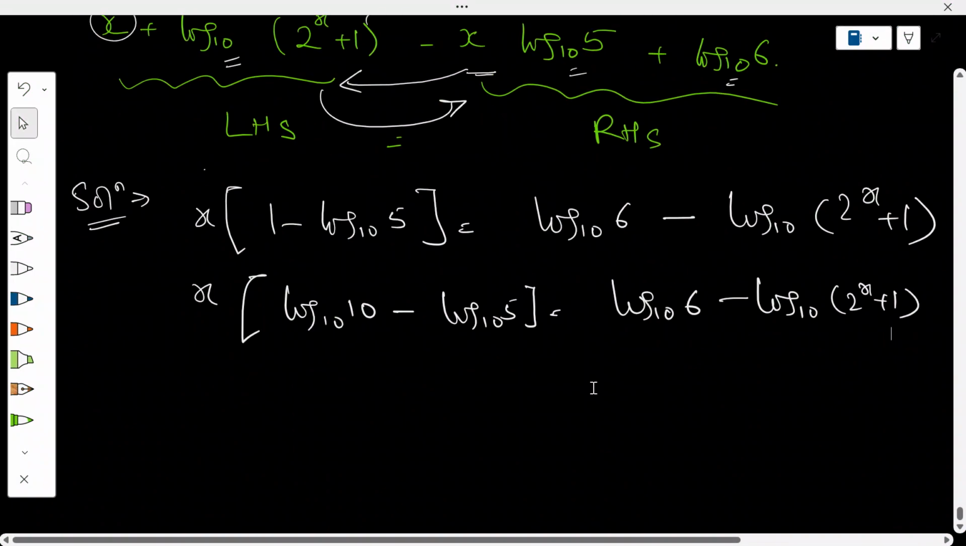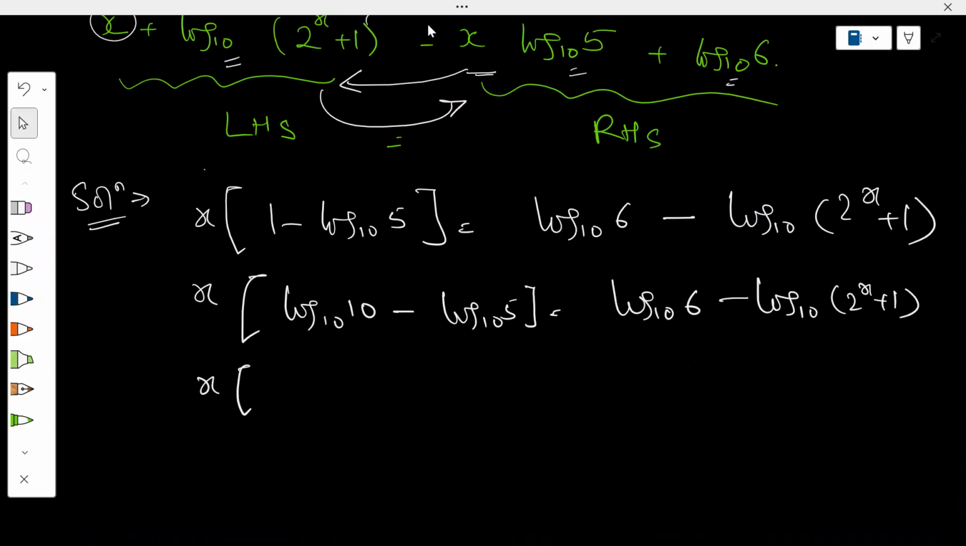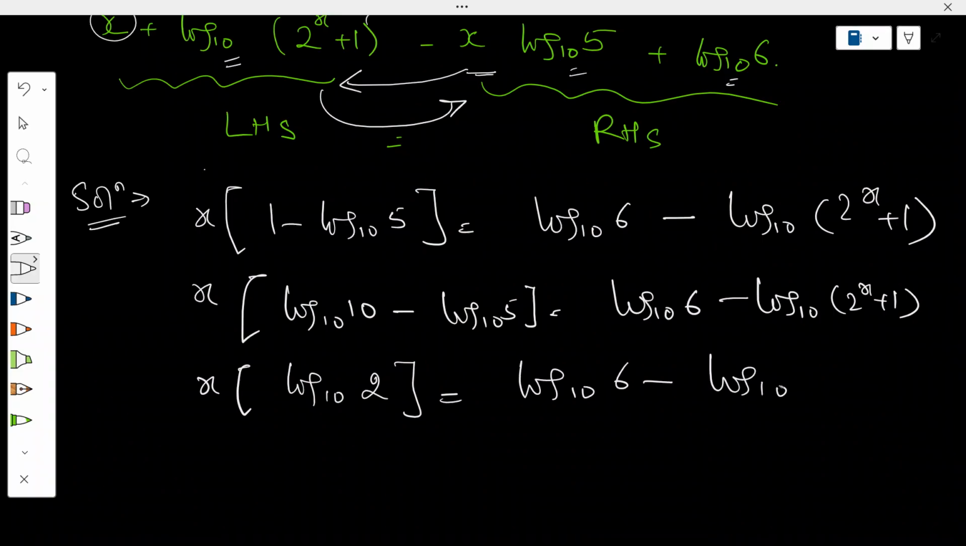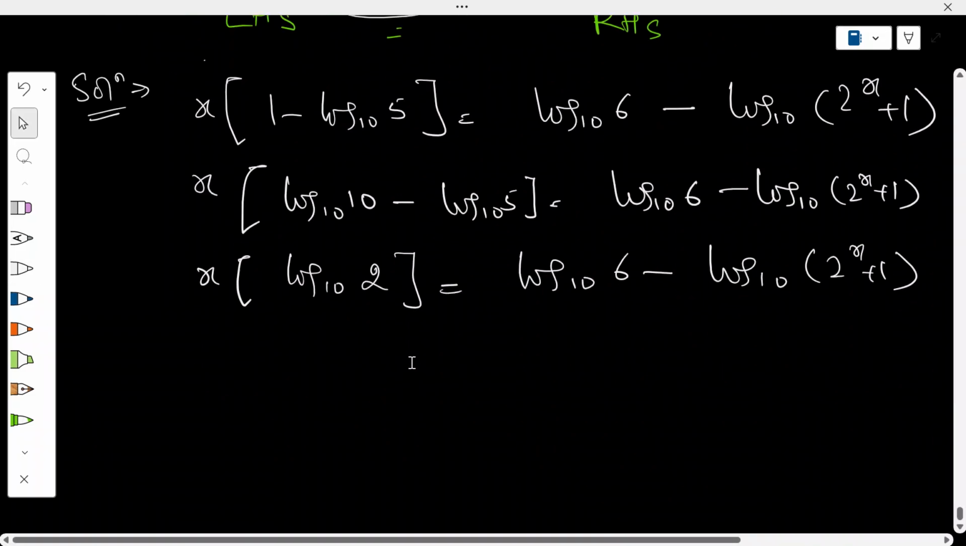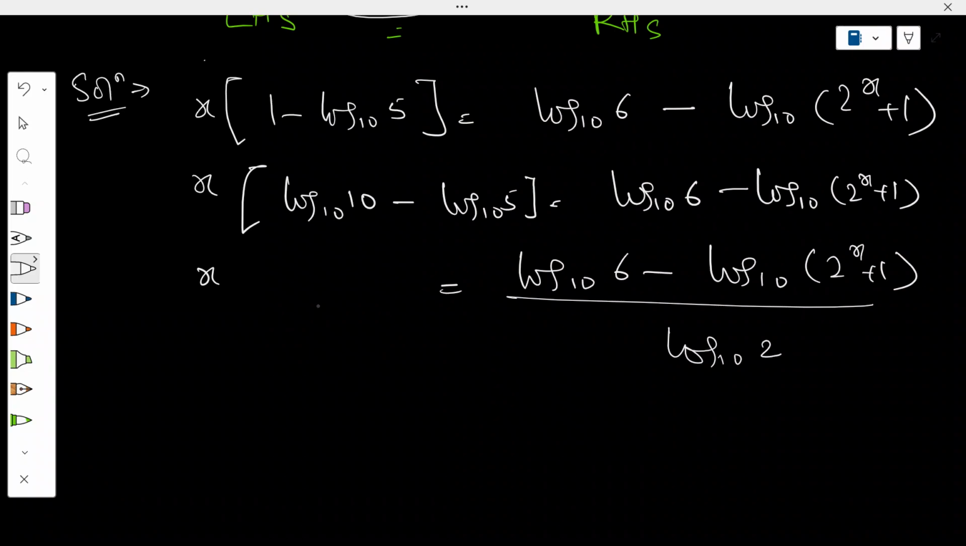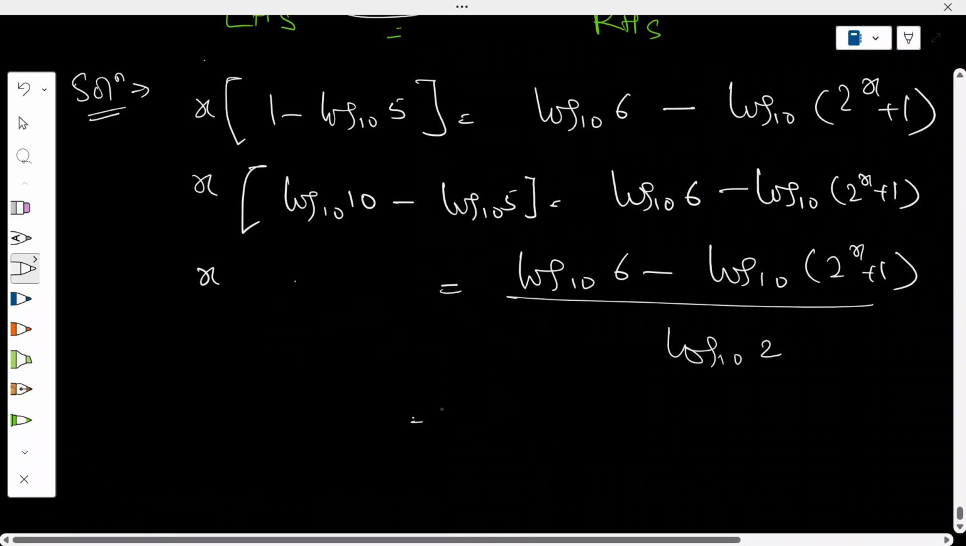Then what we can do is we can use the property that log a minus log b is log a by b. So 10 by 5 would be 2, and similarly here we have log base 10 of 6 minus log base 10 of 2 to the power x plus 1. What we can do is divide this whole by log base 10 of 2, multiplication was there, here it will come as division, okay.